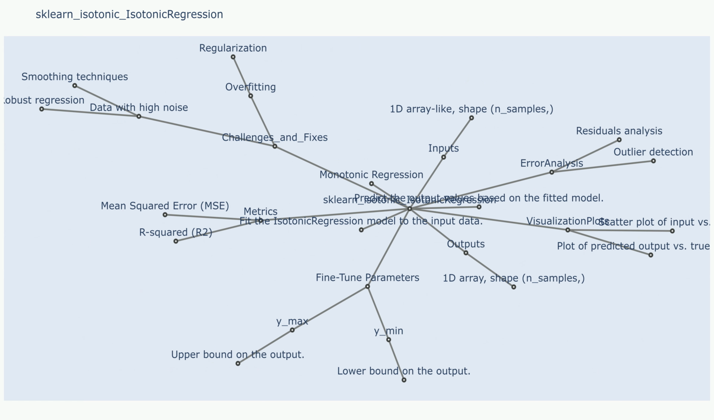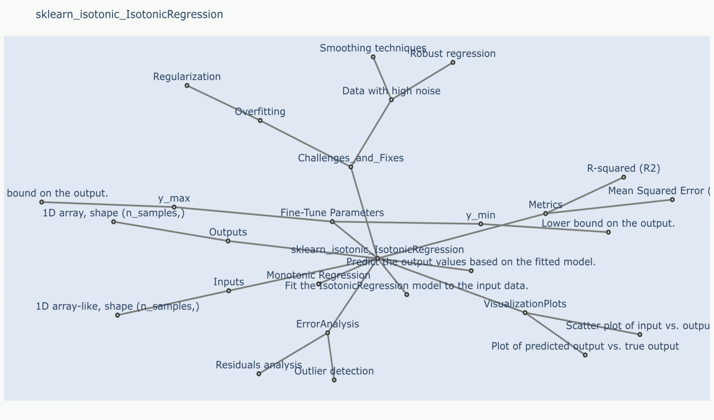Challenge 2: handling outliers. Sample use case that resulted in challenge 2: outliers can significantly affect the fitted relationship. Fixes to challenge 2: remove outliers from the data before fitting the model. Use a robust regression technique, such as the Theil-Sen estimator, which is less sensitive to outliers.